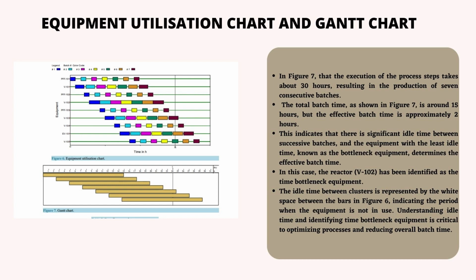Idle time between batches is represented by the white space between bars in Figure 6, indicating periods when the equipment was not in use. Understanding the idle times and identifying the time bottleneck equipment is crucial for optimizing the process and reducing overall batch time.